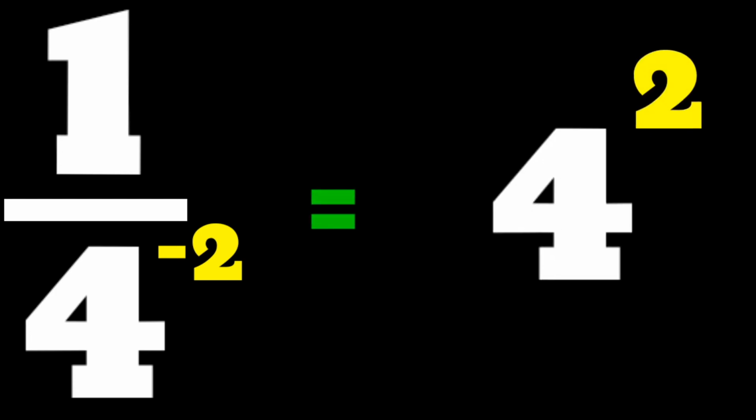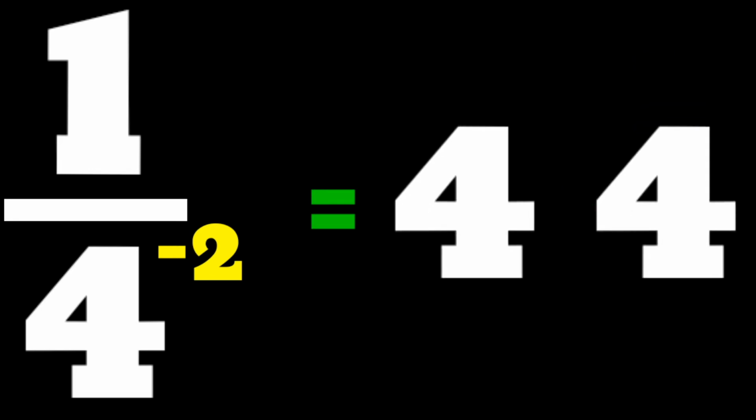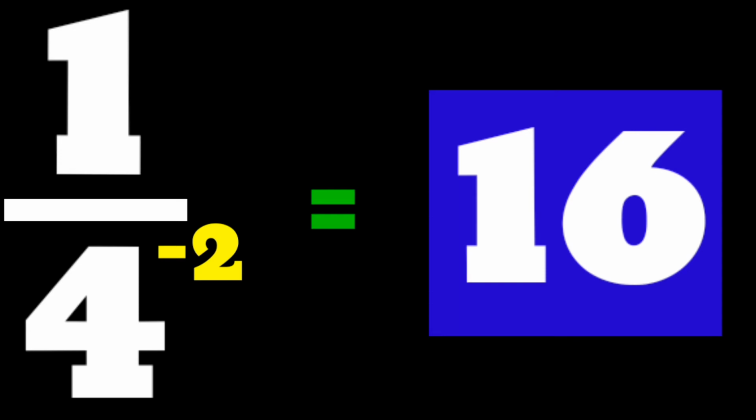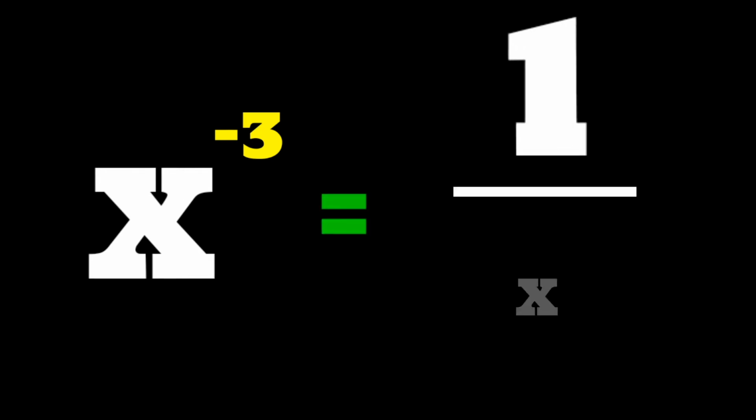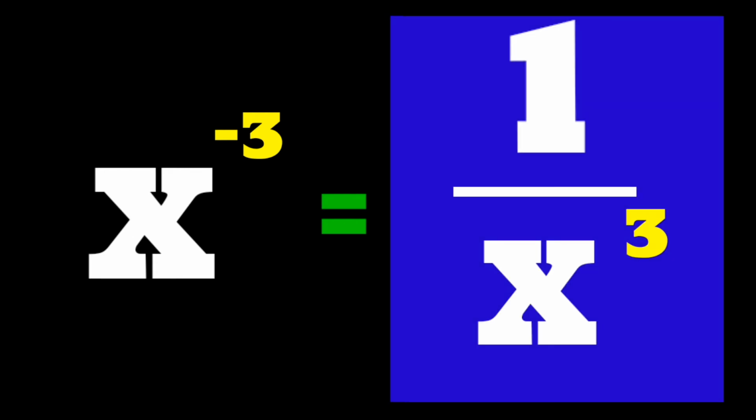1 over 4 to the negative 2 power is just the same as 4 squared. And 4 squared means 4 times 4 equals 16, which is the final answer. x to the negative 3 power is just the same as 1 over x cubed, which is the final answer.